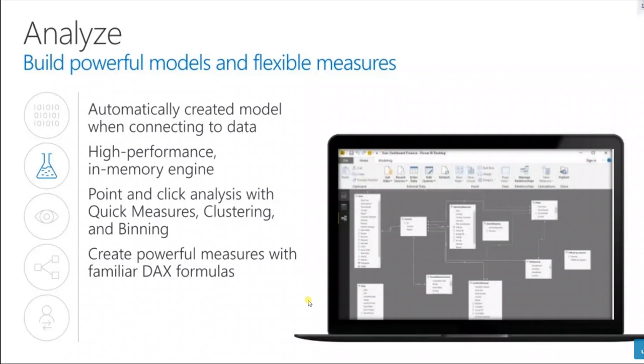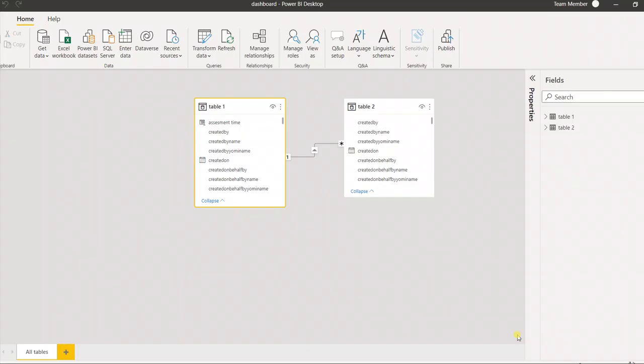So on the analyze part, you can build powerful models and flexible measures. So in Power BI, the relationship will be auto-detected. Like if you have a common column between tables, Power BI will auto-detect all those relationships, and then you can view those relationship on the data model. If required, you can also add a relationship manually by going and clicking on the tables and manage relationships.